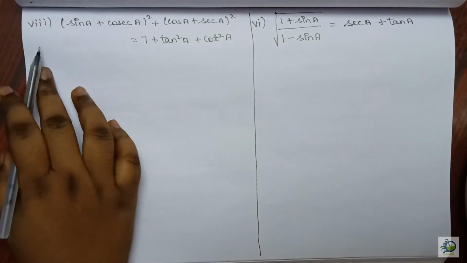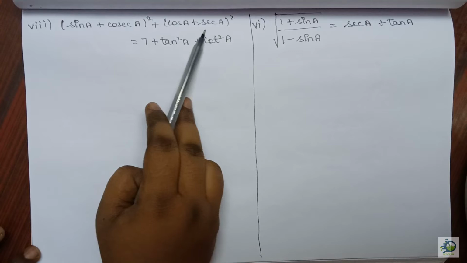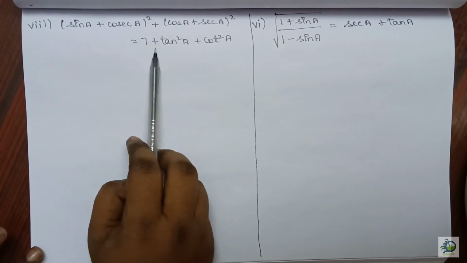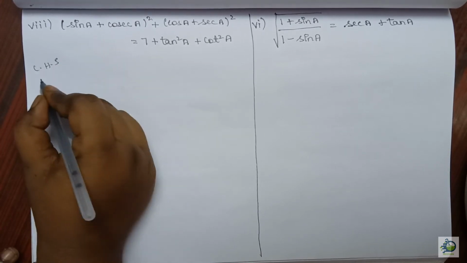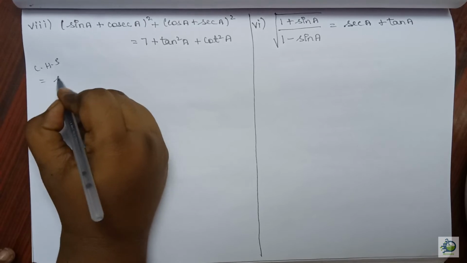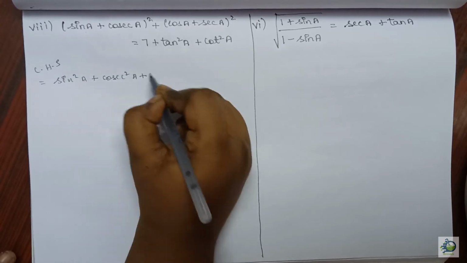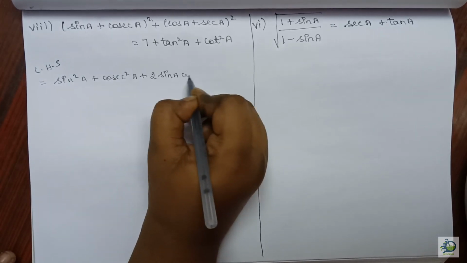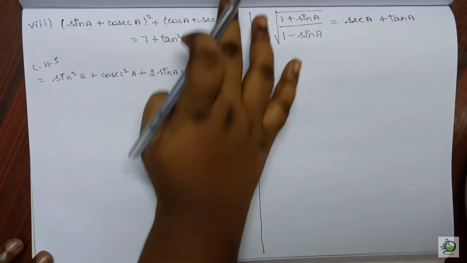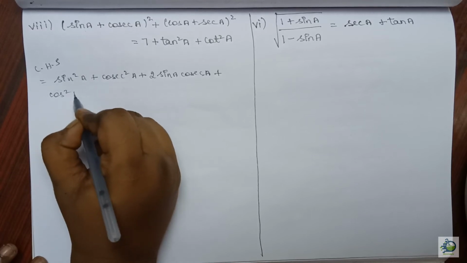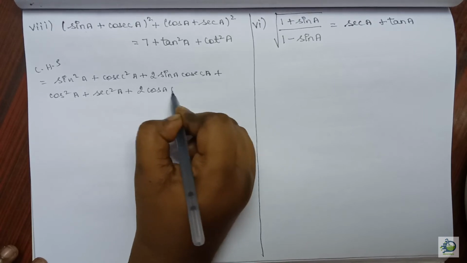Now let's move on to 8th sum. It is given as sin A plus cosecant A the whole square plus cos A plus secant A the whole square must be equal to 7 plus tan square A plus cot square A. Let us take the LHS here. Here we are going to expand according to A plus B the whole square. So it is sin squared A plus cosecant squared A plus 2 sin A cosecant A. Plus here also we are going to expand according to A plus B the whole square. So cos square A plus secant square A plus 2 cos A secant A.